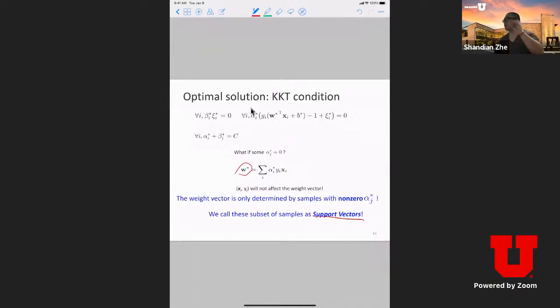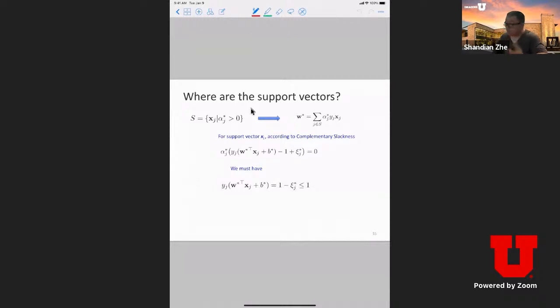Okay, now one curious question is, where do the support vectors locate? Will all training examples be support vectors or just a few of them? It turns out only a few, although the training data can be very large. In practice, only a few examples serve as support vectors, which determine the final weight vector for classification. How can I see this? Let us denote the set of support vectors by S.